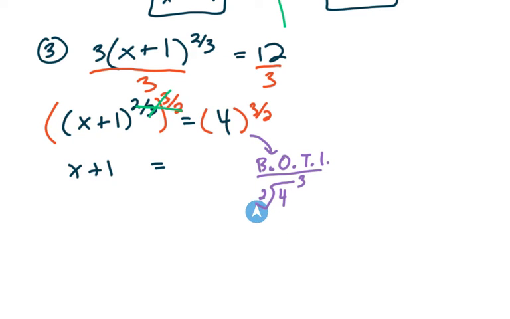Now, if you remember in the first lesson in this, when we take the square root of 4, it's not telling us to take only the positive square root of 4. Even roots give us 2 answers. So we're going to get negative 2 cubed and positive 2 cubed. Well, negative 2 cubed is negative 8, and positive 2 cubed is positive 8.